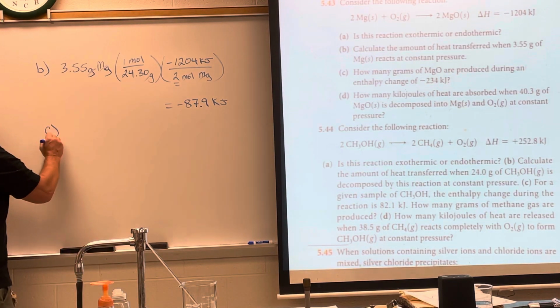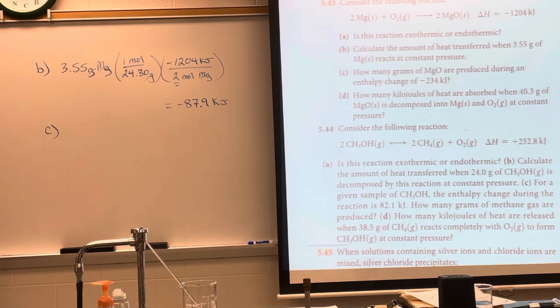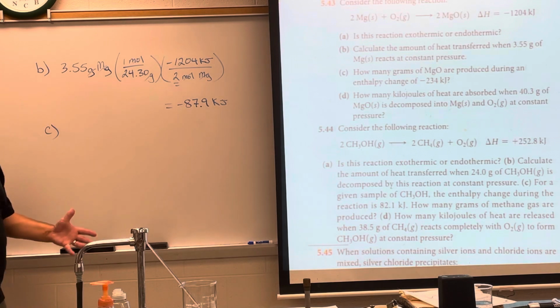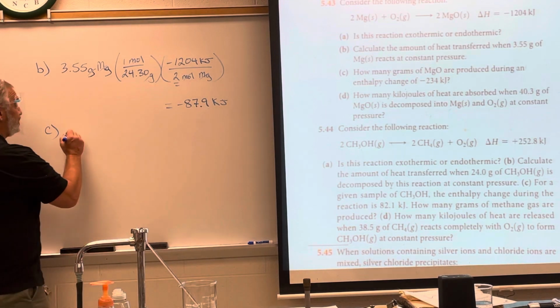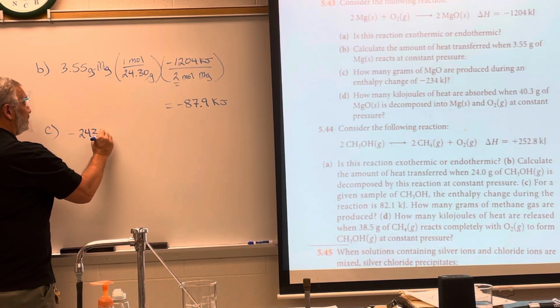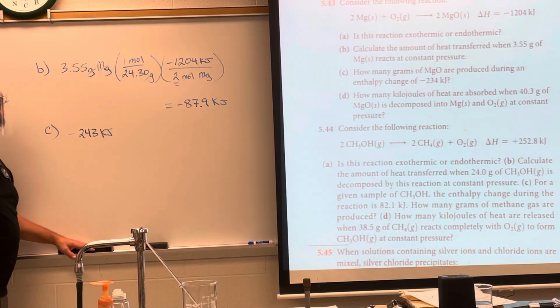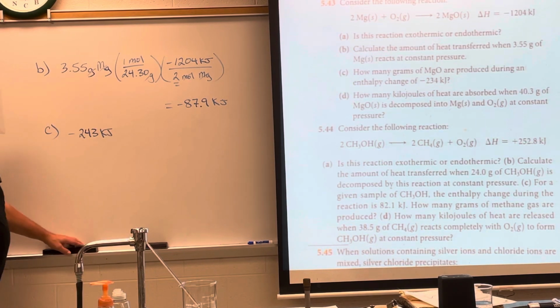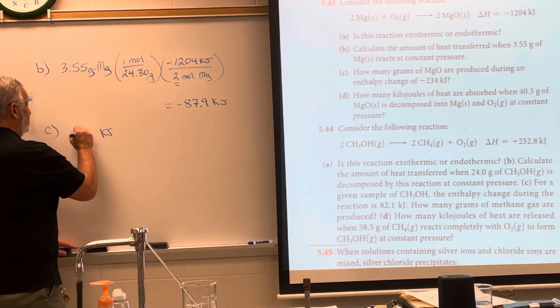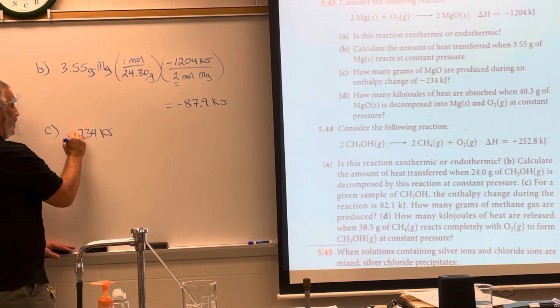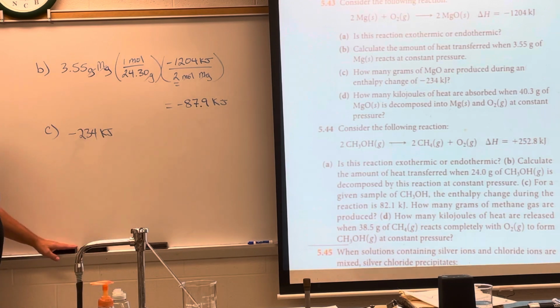All right, so C. How many grams of MgO are produced during an enthalpy change of negative 243 kilojoules? This is just going to be in the reverse. You always start with the given, find the appropriate conversion factors and set your units up so they cancel. So negative 243 kilojoules. Well, what's the only conversion factor that has kilojoules in it?